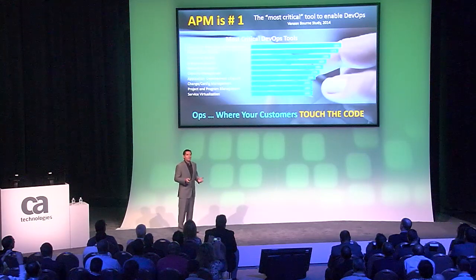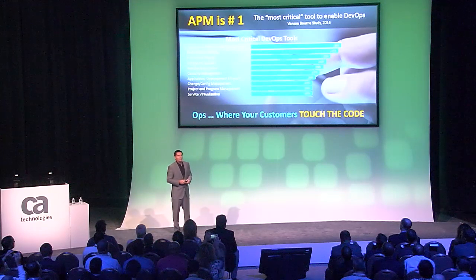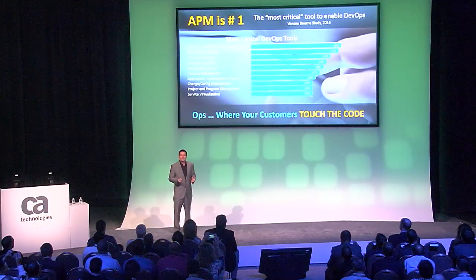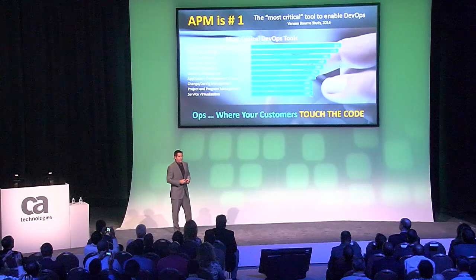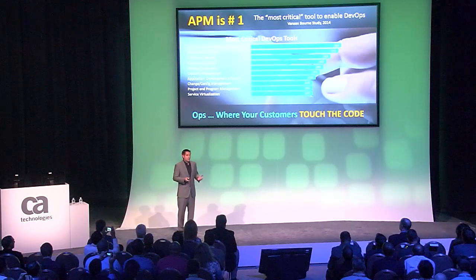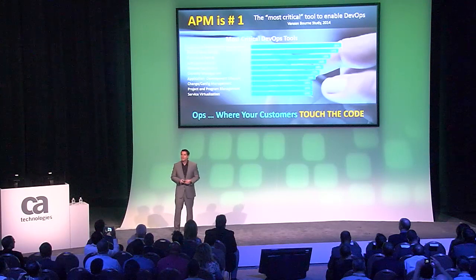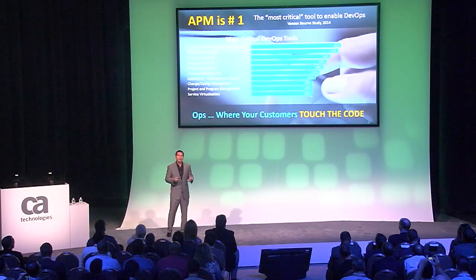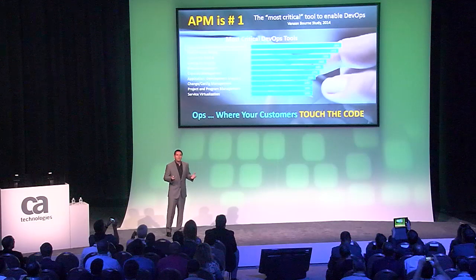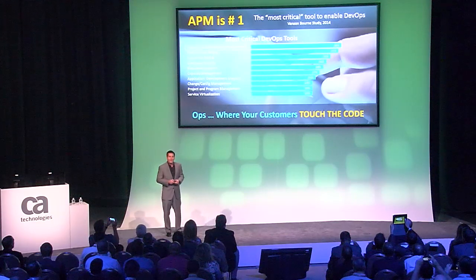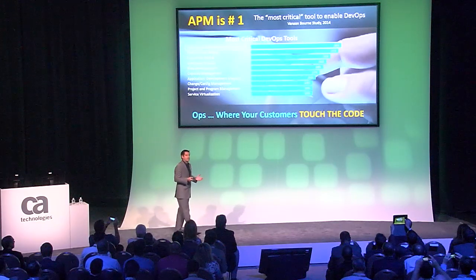Now, last month, a new study came out where 1,400 IT and business professionals in 13 countries were asked, what is the most critical tool to enable DevOps? APM came in number one. So why would APM be rated so high compared to all the other tools within DevOps? Well, actually, it's very simple.